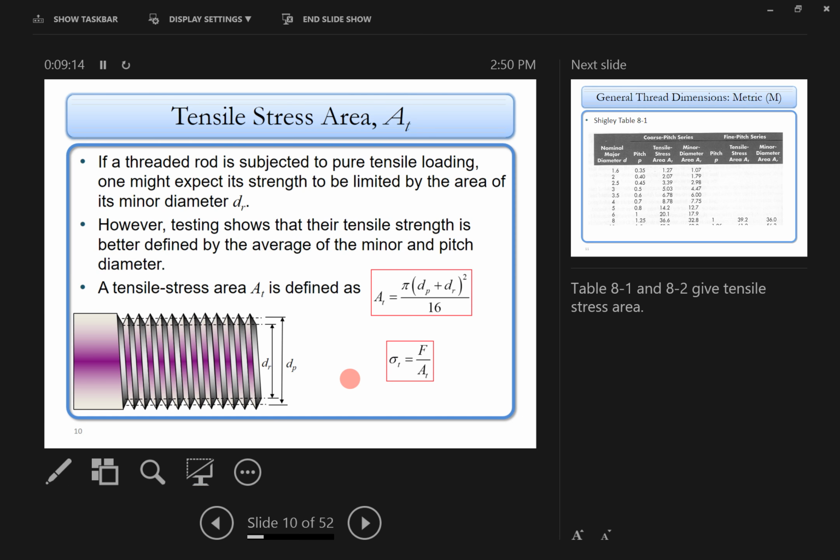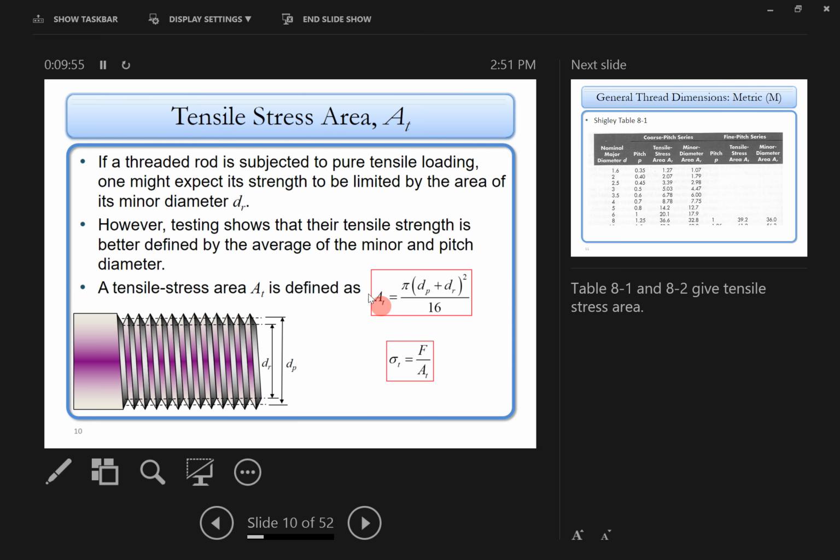But let's look at another concept that you can find from the table. It's called the tensile stress area. We'll use this for later calculations when we design threaded joints. The tensile stress area is defined using the mean diameter, calculated between dp and dr, as the area for the tensile stress.